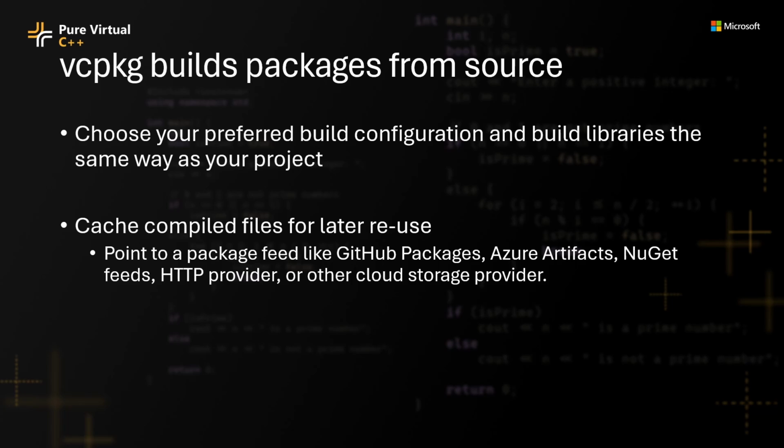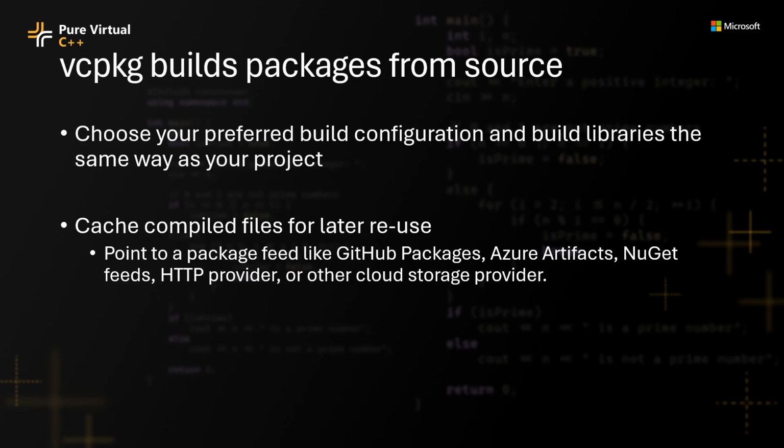In C and C++, this is important because a project cannot depend on a library that is compiled in a different way. With that said, you can absolutely download pre-built libraries using the binary caching feature. This feature allows you to point to a package feed like GitHub Packages, Azure Artifacts, or a NuGet feed, HTTP provider, or other cloud storage provider that allows you to upload and store binaries and other files.